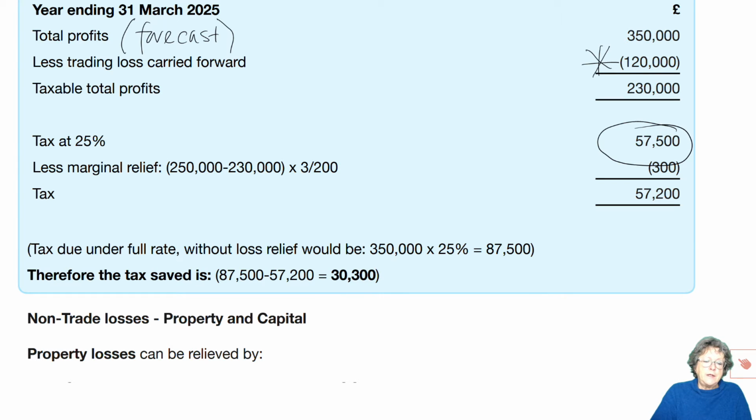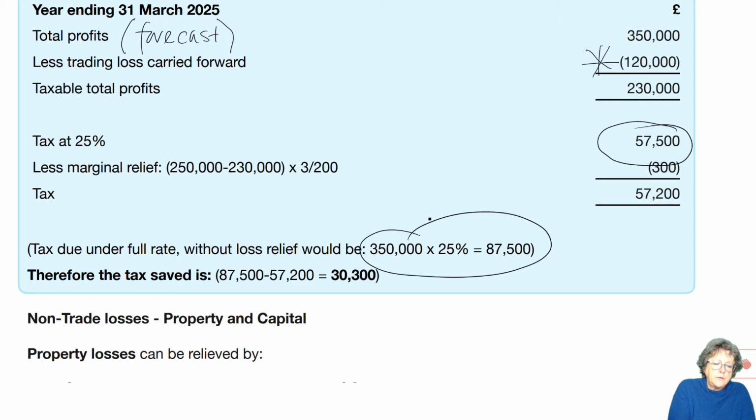Therefore, we would have paid that amount of tax. Therefore, we would have saved, because obviously we only paid 57,000, we saved 30,300. So it might be worth doing a little calculation, if we do, if we don't, to work that out for yourself.